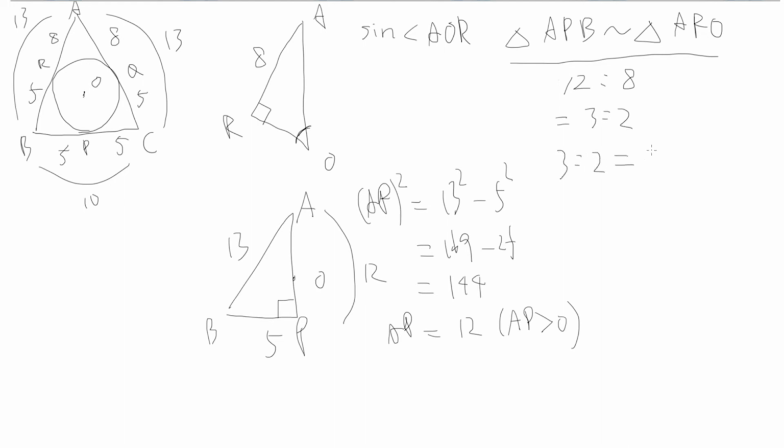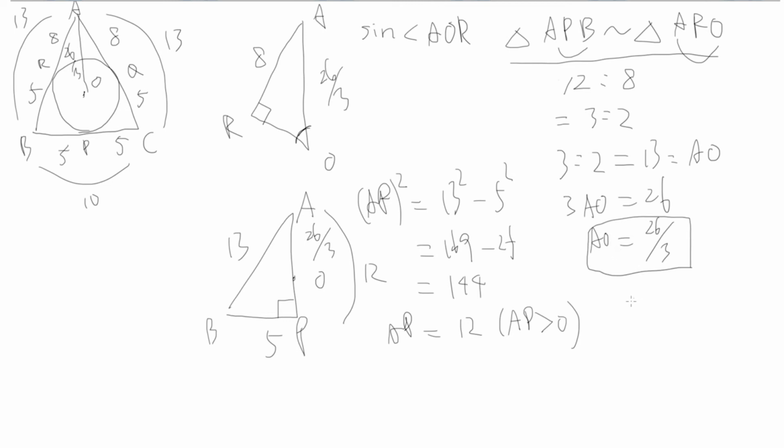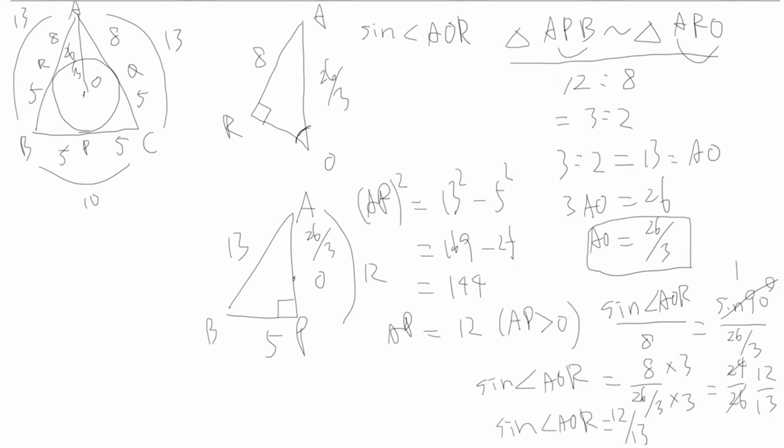So 3 to 2 equals AB and AO correspond to each other, and we know the length of AB, 13. And let's solve this. The length of AO is 26 over 3. And finally, we can use the sine rule. Sine AOR is opposite to AR, so 8 equals sine 90 degrees, and sine 90 degrees is 1. And let's rearrange this equation. So the final answer is 12 over 13.